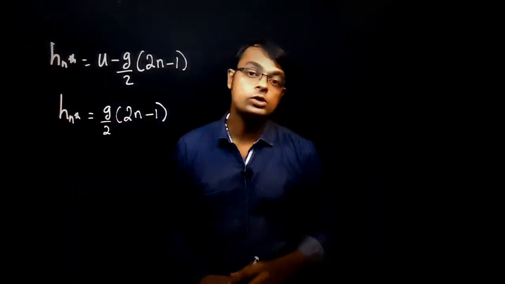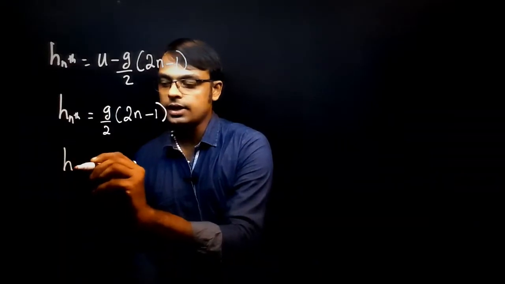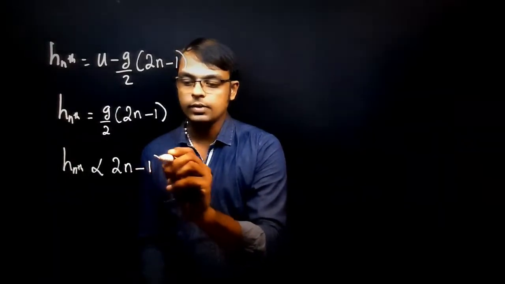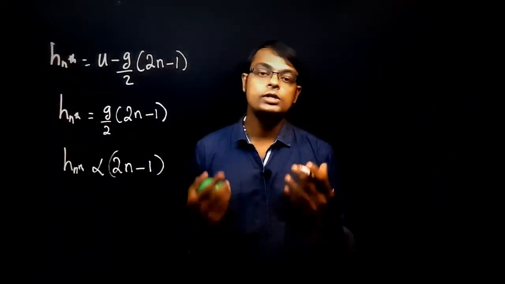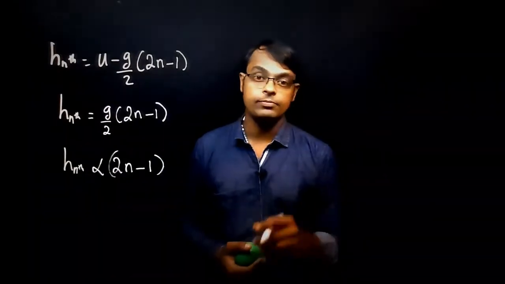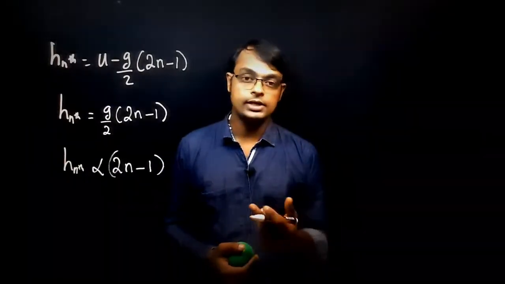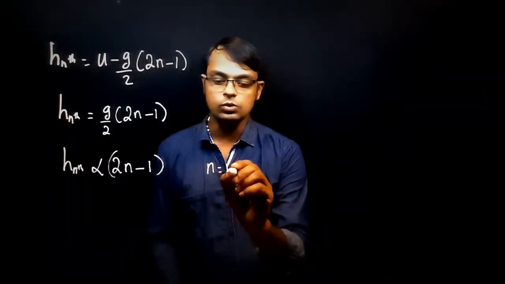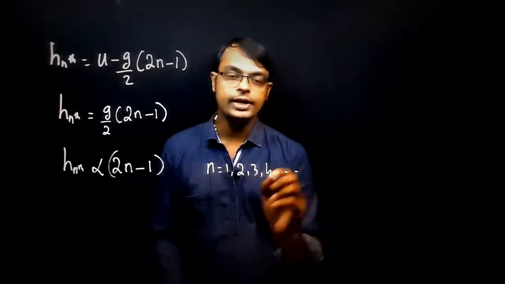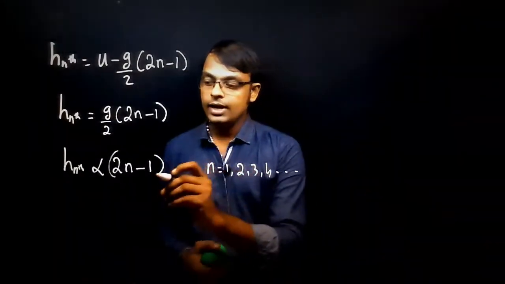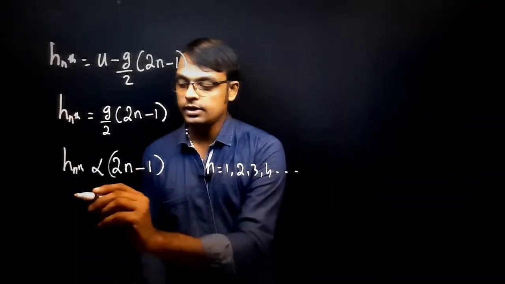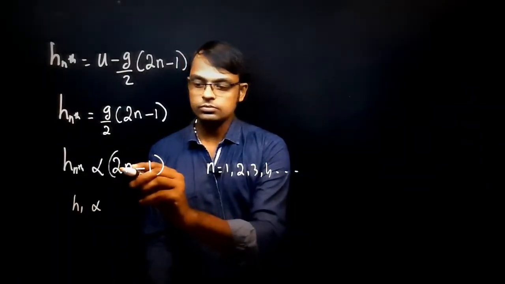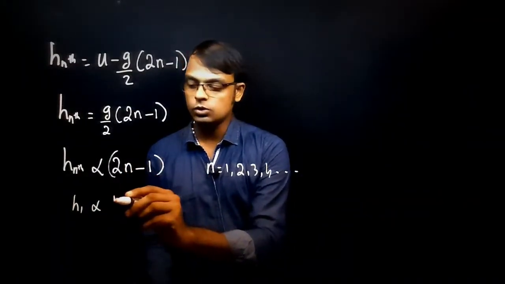Here g by 2 is a constant value. So we can write this equation as h nth is directly proportional to 2n minus 1. Here what does n represent? n represents the time: first second, second second, third second, fourth second, etc. Just imagine n is equal to 1, 2, 3, 4, etc. Imagine n equal to 1. So I am writing here h1 is directly proportional to 2 into 1 minus 1, that is equal to 1.